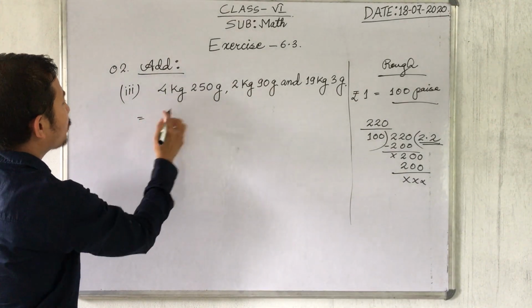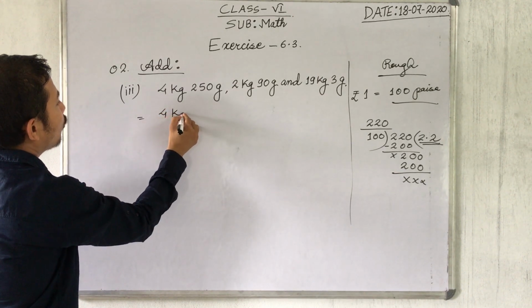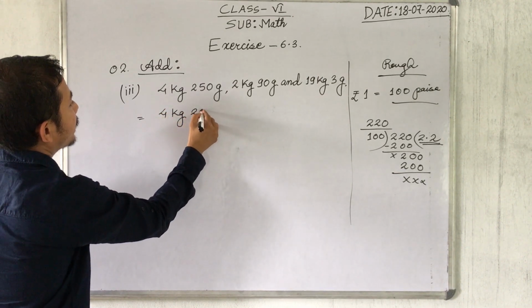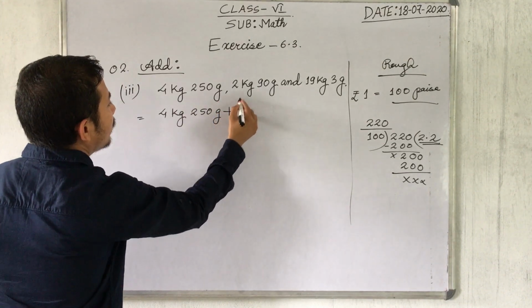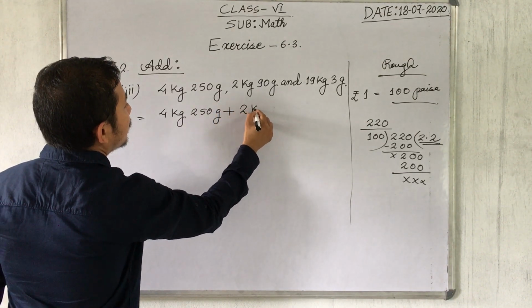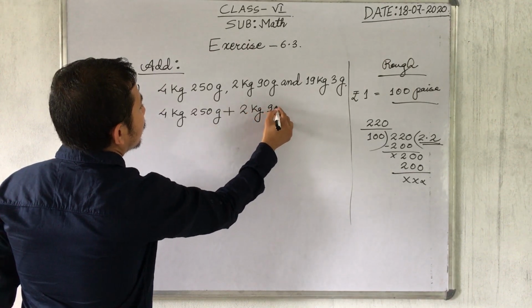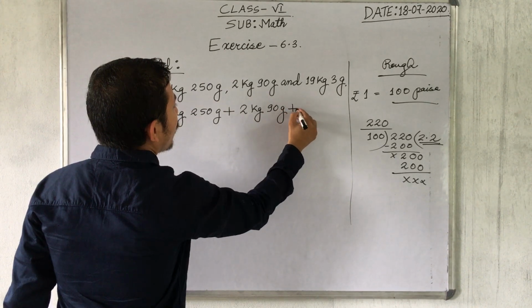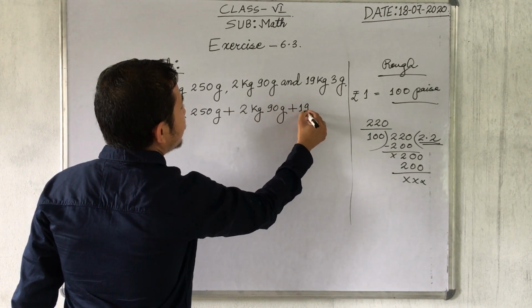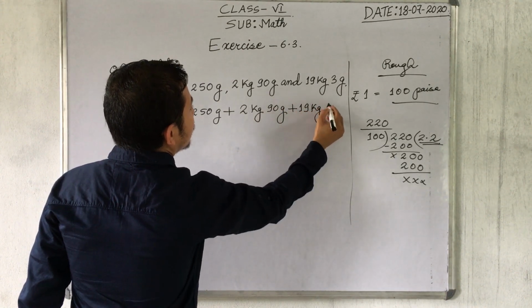First of all you have to put a plus sign here. 4 kg 250 gram. In place of the comma you have to put a plus sign, and 2 kg 90 gram. In place of the 'and' we also have to put a plus, and then 19 kg 3 gram.